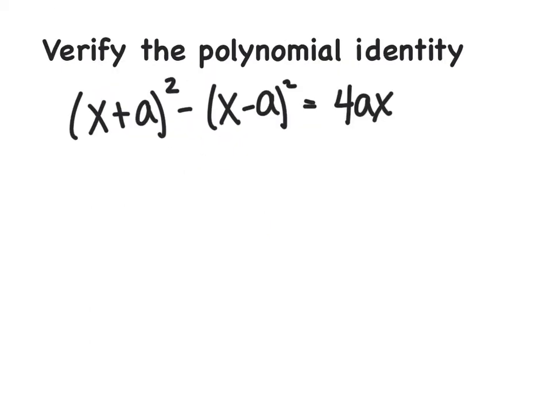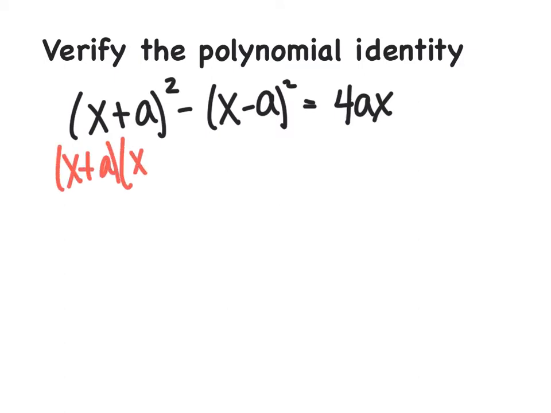All right, next example. Verify the polynomial identity. So again, basically they're saying, make sure this side is equal to this side. Again, sometimes you're going to manipulate both sides, sometimes just one. Just go where you feel it. I'm going to start on this side because I know how to square something. And again, that means write it down twice and multiply.